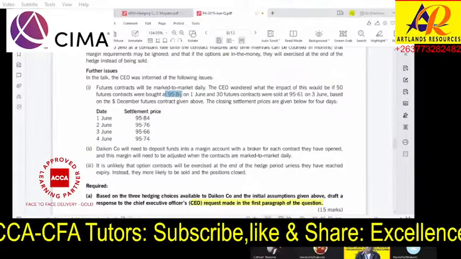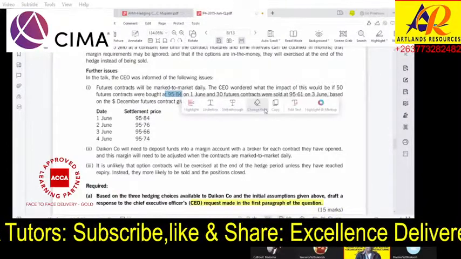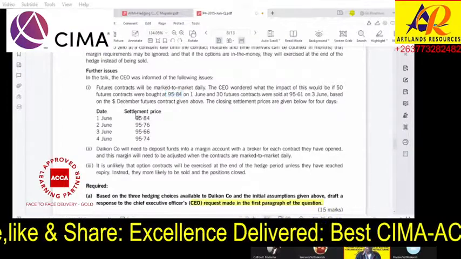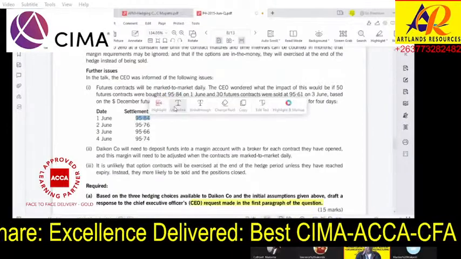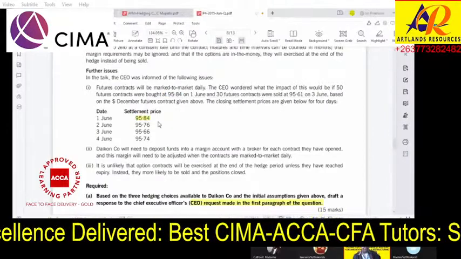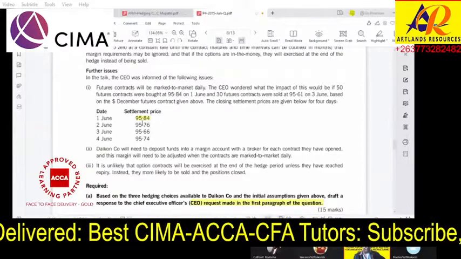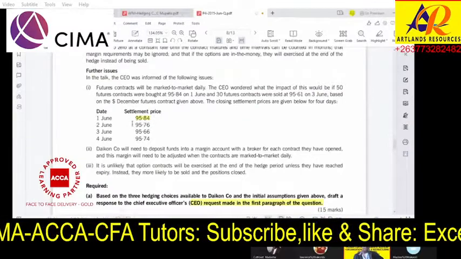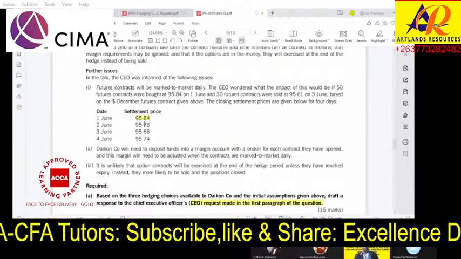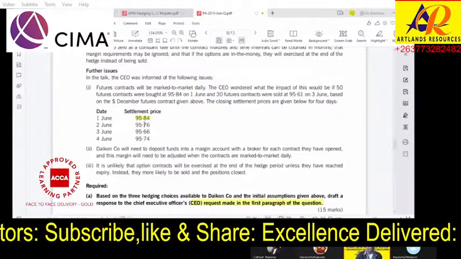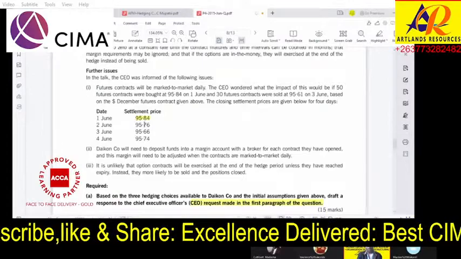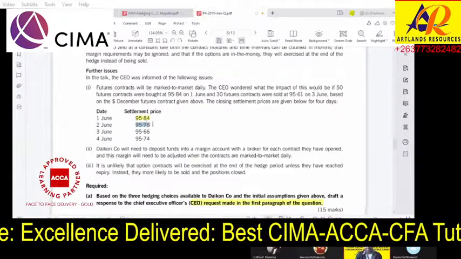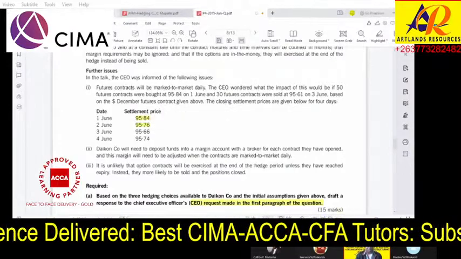You bought them at 95.84, and then the closing price, so this is the settlement price here. Now notice, you are being told that you got to the market, you bought at 95.84. It means you then sell at 95.76 to close the market. You buy at 95.84 and sell at 95.76. So this one is a loss.